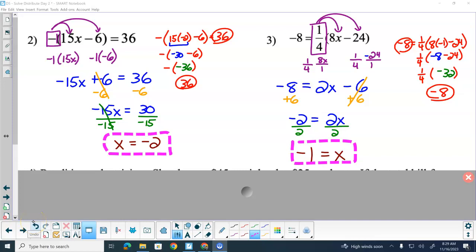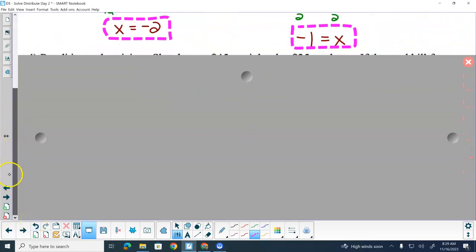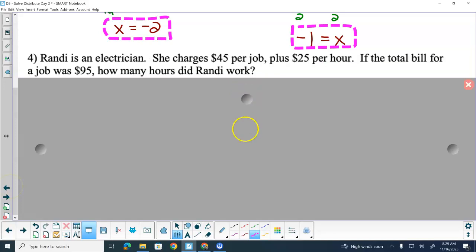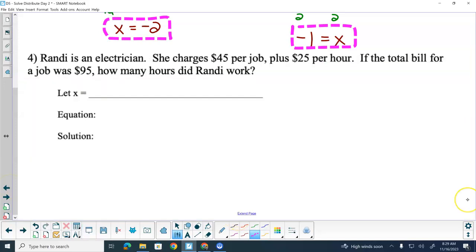All right, now let's jump into some word problems. Yes, love me some word problems. What's the first thing we got to do in a word problem? Read it. We got to read it.